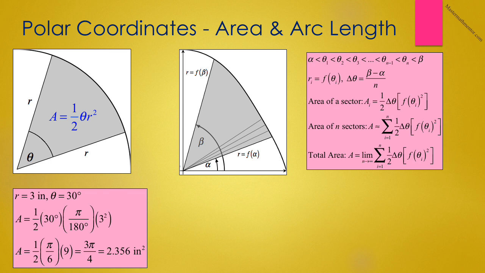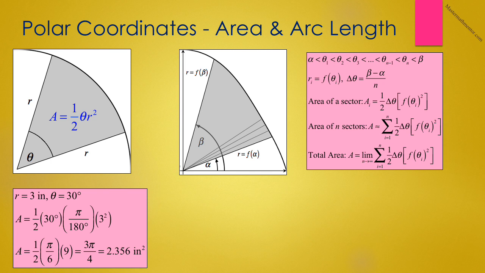So for these little sectors, we will call r sub i equal f of theta sub i, representing the radius of those sectors. And we will also call delta theta i equal beta minus alpha divided by n. Since all the little sectors have the same angle, we're simply dividing by how many there are.